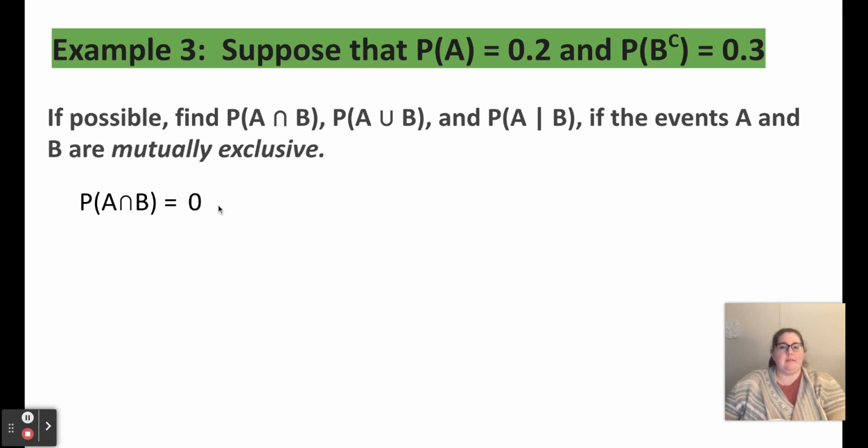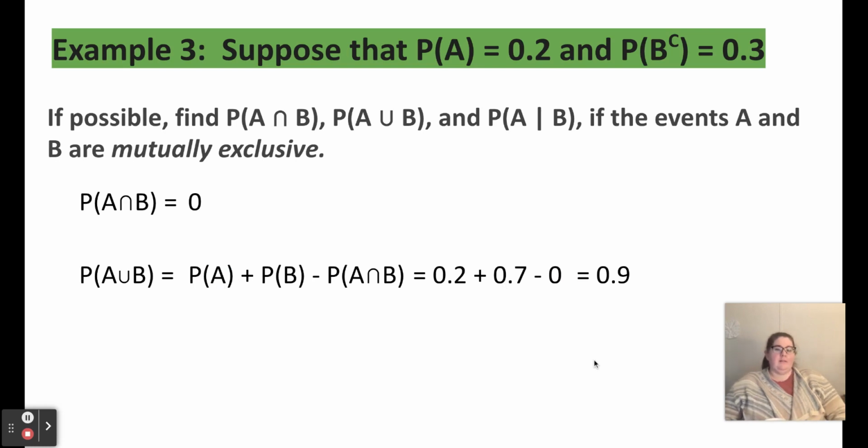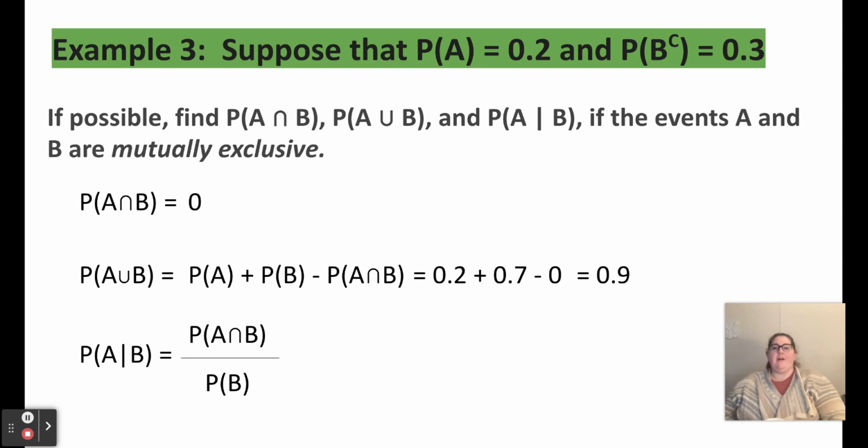So A and B is 0, which means when we go to find probability of A or B, same formula, but again, I'm going to plug in what I know. A is 0.2, B is 0.7, minus A and B is 0, so 0.9. If I'm doing probability of A given B, same formula, but now if I plug in my probability of A and B divided by probability of B, 0 divided by 0.7 is 0. Right? If A and B are mutually exclusive, and it's given that B has already happened, then A cannot happen. That's how that works.